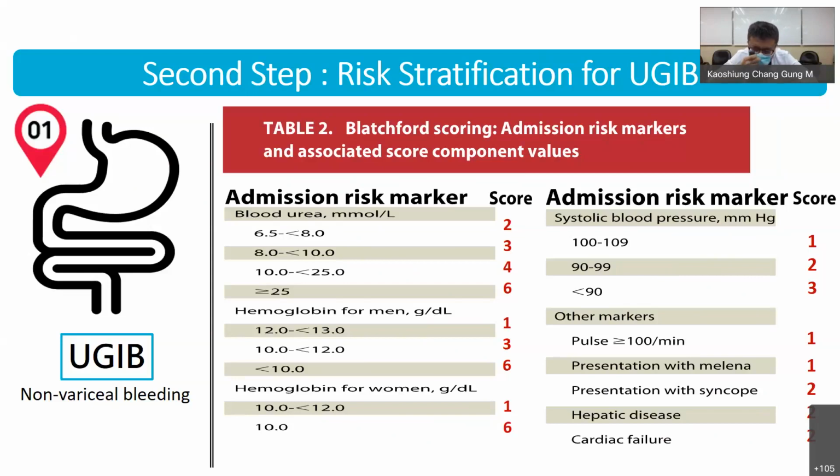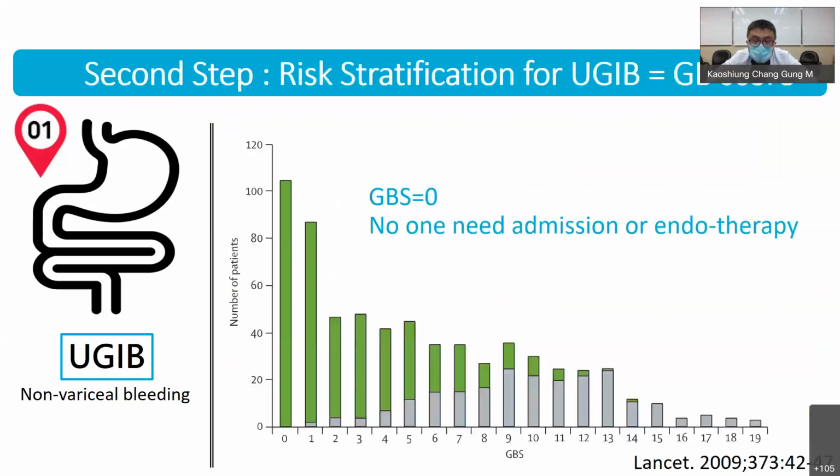But you can see that it's complex to use. Nowadays we have many apps to check that. This article is an example of how to use the Glasgow-Blatchford scoring system. This study is from the Lancet 2009. It showed us that if patients have a score of 0, no one needs admission or emergent endoscopic therapy.